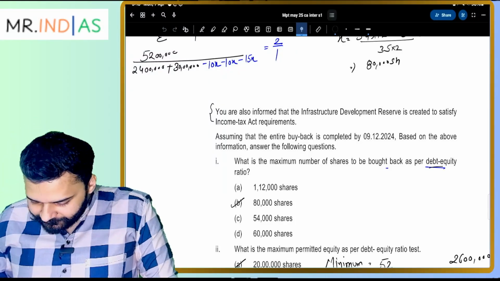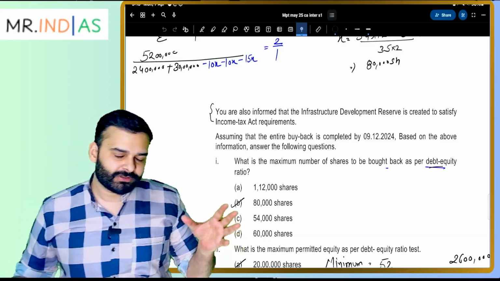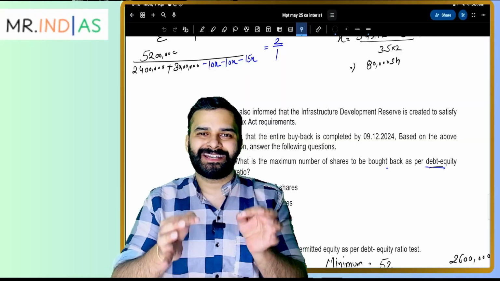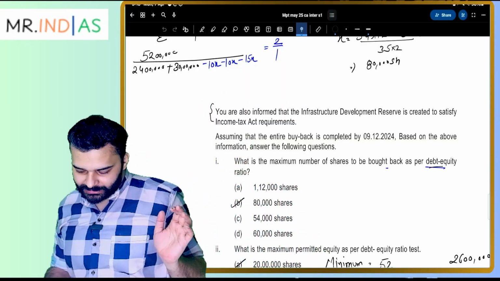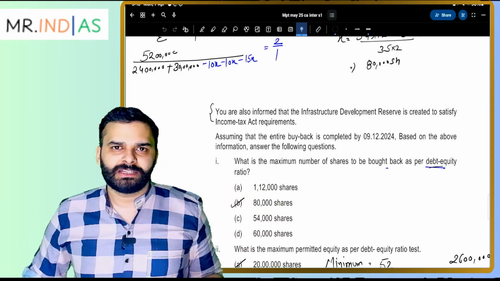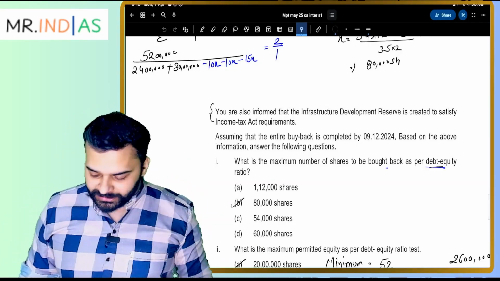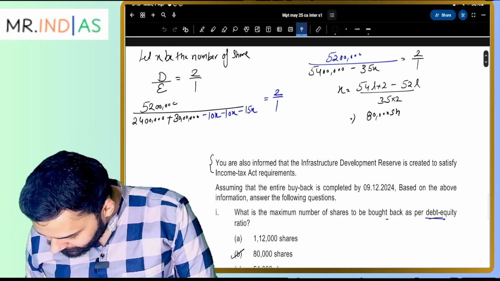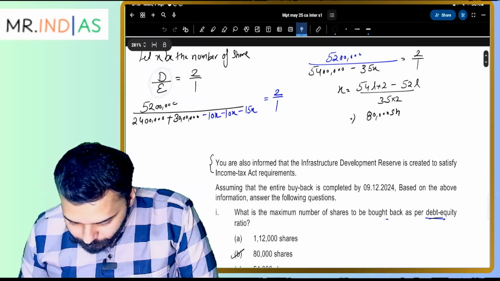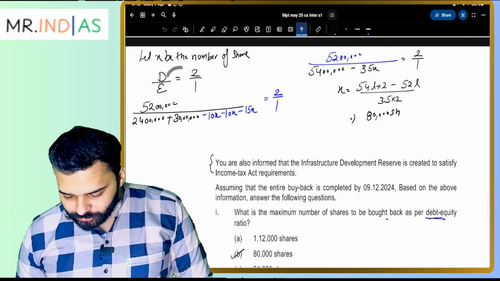Question number 1. What is the maximum number of shares to be bought back as per the debt equity ratio? There are three criteria for the buyback. One of them is the debt equity ratio, which says that post buyback, the debt equity ratio should be 2:1. I'm not the one who will just teach you the formula, you can put in numbers and get your answer. I will discuss with you to get the concept and clarity. The provision says the debt equity ratio after such buyback should be 2:1. So I write: debt equity post buyback should be 2:1.